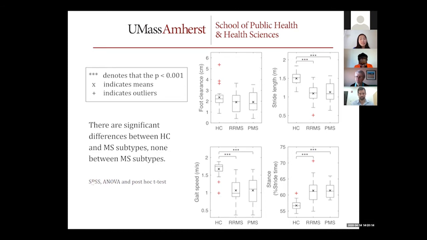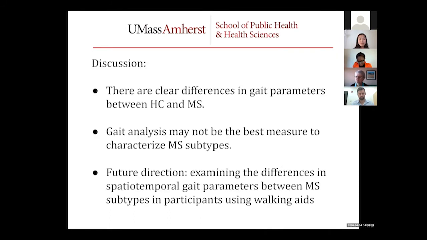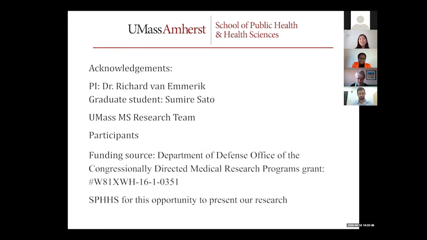We used SPSS to run the ANOVA and post-hoc t-tests, and we excluded participants who used walking aids. In conclusion, we found that there are very clear differences in gait parameters between healthy controls and people with MS. However, this gait analysis may not be the best measure to differentiate between MS subtypes. So for the future, we'd like to examine the differences in these gait parameters between MS subtypes in participants using walking aids and see if we find any differences. And here is our list of acknowledgements, and that concludes our presentation. Thank you.